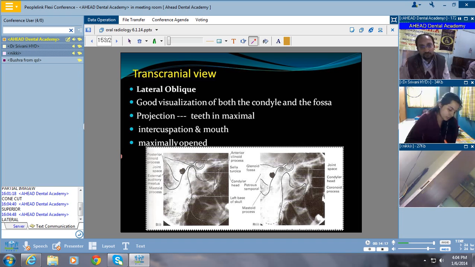So transcranial view helps us in imaging two parts of condyle, the superior part and the lateral part, whereas the medial pole of the condyle is seen by transpharyngeal. Is it clear till here?